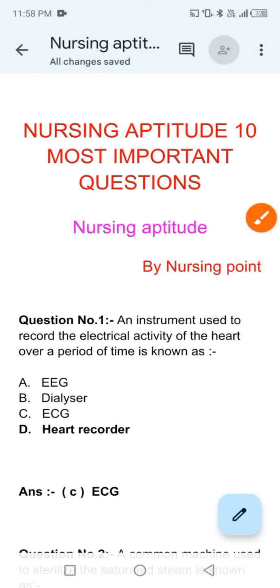Hello friends, here are the 10 most important questions of the subject nursing aptitude.